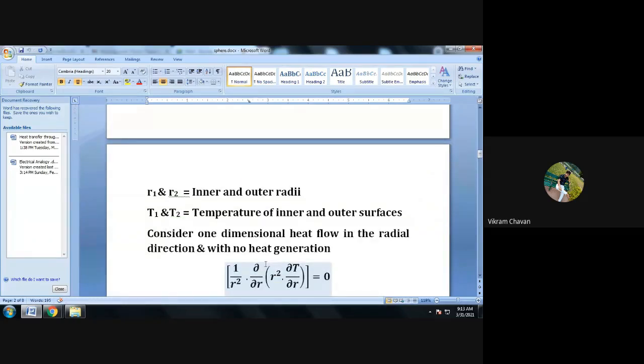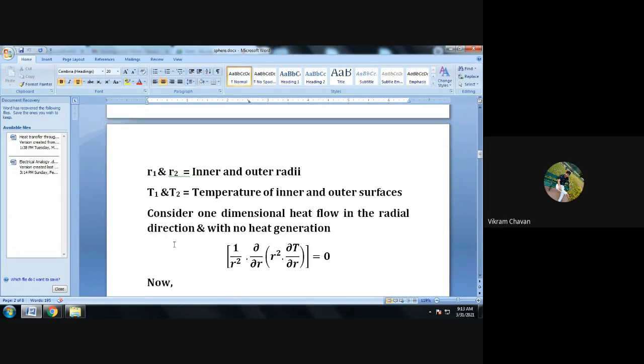Now we have to consider one-dimensional heat flow in the radial direction, with no heat generation. So we know that the equation in a spherical coordinate system is 1 upon r square multiplied by the partial differential with respect to r of the bracket r square multiplied by the partial differentiation of T with respect to r, bracket complete, equal to 0.